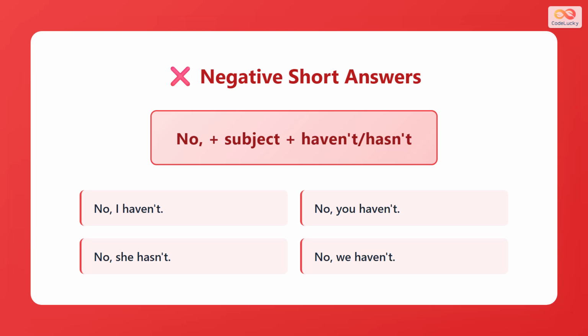For negative short answers, the pattern is no plus the subject plus haven't or hasn't. For example, no, I haven't, no, you haven't, no, she hasn't, and no, we haven't. Haven't is the contraction of have not, and hasn't is the contraction of has not. These contractions are very common in spoken English.